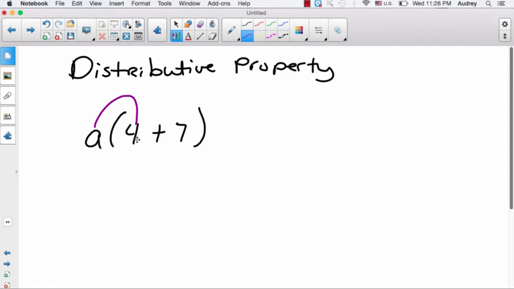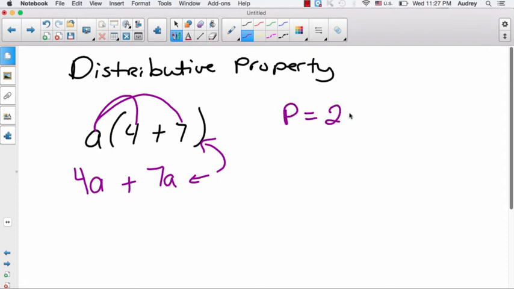So I have A times 4, which I could just write as 4 times A, right? We could just flip it around, commutative property, plus A times 7, which is the same as saying 7 times A. Now, what I wanted to show you is that I can go from this right here and come up with that right there. Let me give you an example. Let's go back to that original problem. P equals 2 times length plus 2 times width.